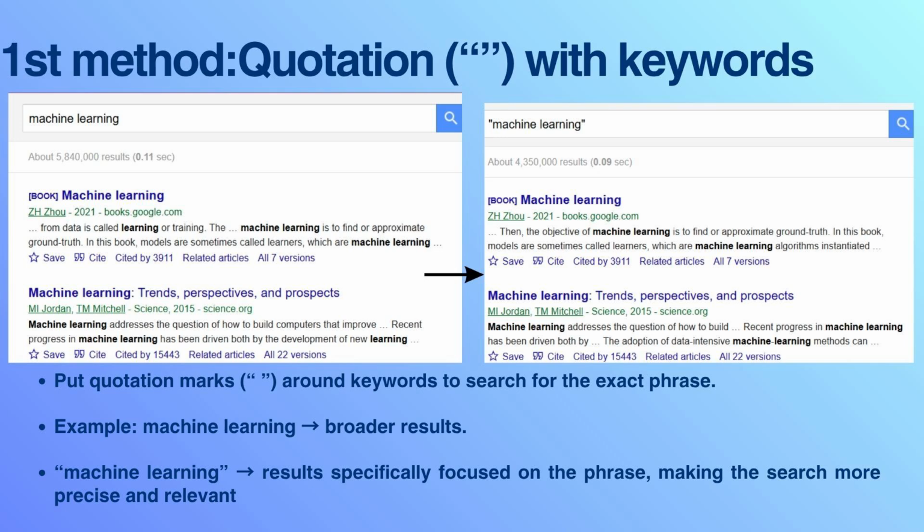When we type machine learning with quotation marks, Google Scholar focuses specifically on that phrase. This makes the search more precise and helps us find studies that are more directly connected to the topic we are researching. This is especially useful when our keyword consists of 2 or more words. Overall, quotation marks are a simple way of reducing unrelated results and making the search more focused from the beginning.